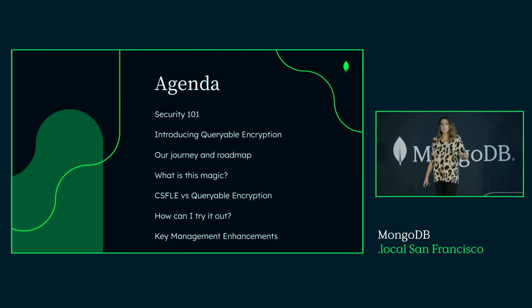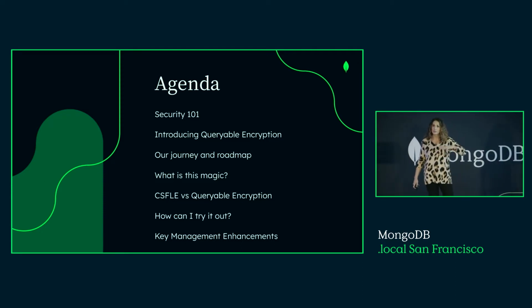Okay, so first we're going to go through what's really a Security 101 or an Encryption 101. Then I'll go into an introduction about Queryable Encryption, what it is, explain a little about the journey and the roadmap for Queryable Encryption, get a little into how it works, the magic. Then I'll talk about client-side field-level encryption versus queryable encryption, what the differences and similarities are, and then a little about how you can try it out, and some key management enhancements that we recently did as well.